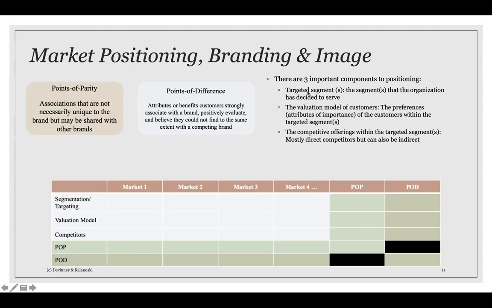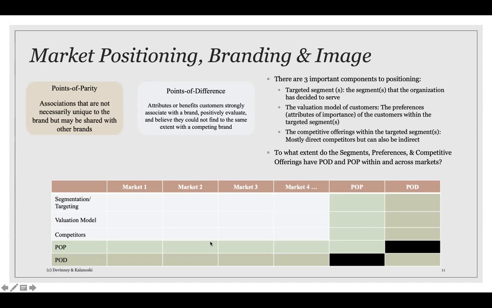So the three important components: the targeted segments, the valuation model of the customers, and the competitive offerings to the targeted segments. And this can vary by market, and it can vary across markets. Okay, so this gives you a two-dimensional way of looking at it, where the points of parity and the points of differentiation are laid out on a global basis across markets and on a market by market basis.